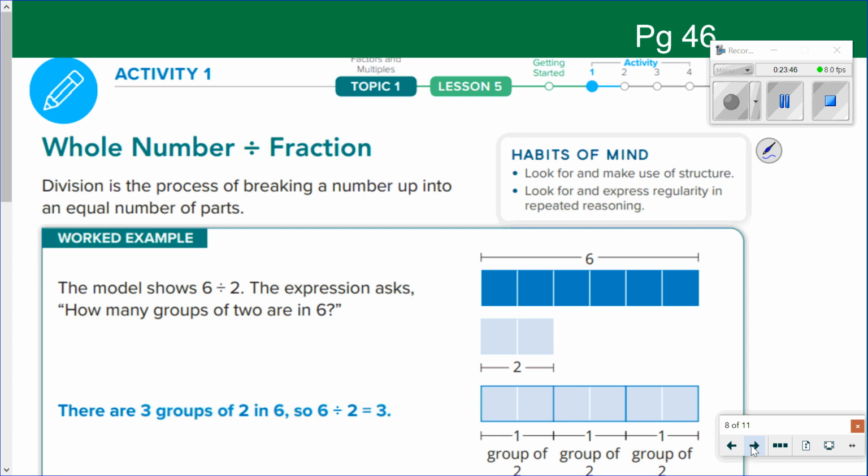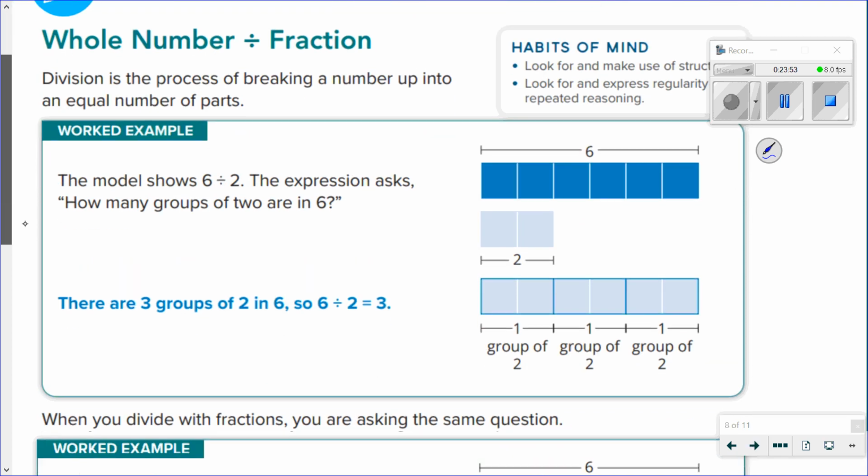So if I have 6, a group of 6, and I divide it into 2, what am I going to get? How many groups are there? 3. Make sense? So my 6, I divide it into groups of 2. I end up with 3 groups of 2. So we write that as 6 divided by 2 is 3. Does that make sense to everybody?